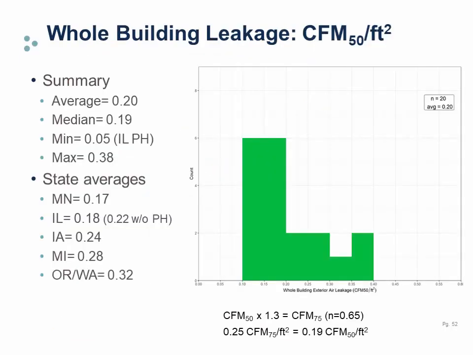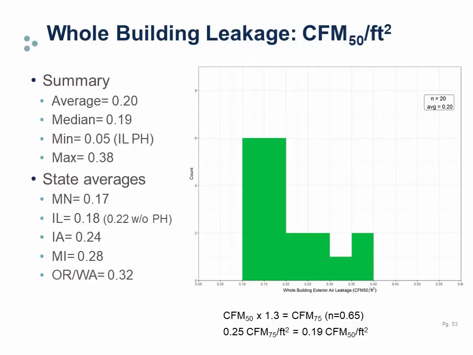Although most codes and some programs' requirements are listed in ACH 50 for target air leakage, some programs such as Passive House and even Energy Star are starting to have requirements listed in CFM 50 per square foot surface area. This histogram shows the distribution of test results listed in CFM 50 per square foot surface area. On average, the buildings were about 0.2. Median was 0.19. The minimum was the same passive house in Illinois at 0.05, and the max was 0.38.